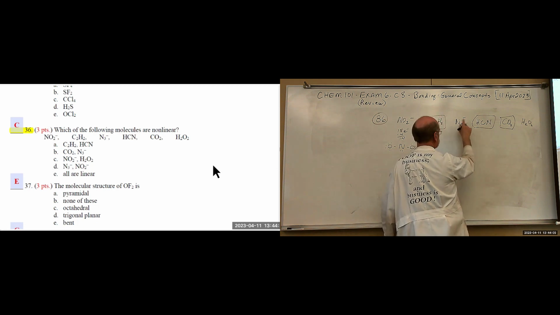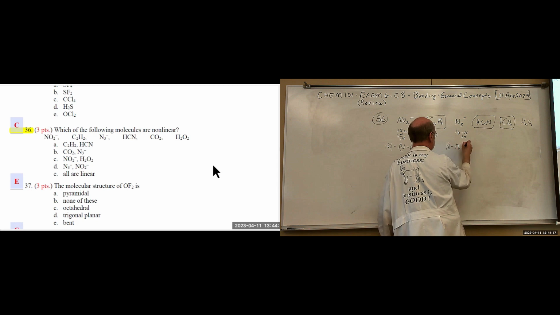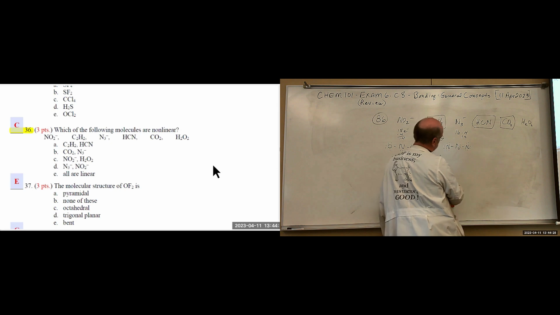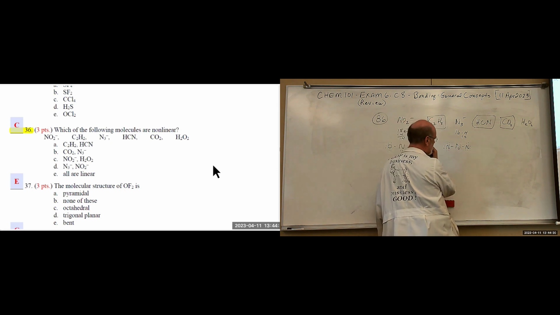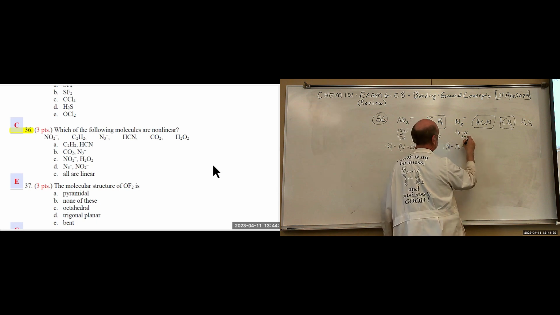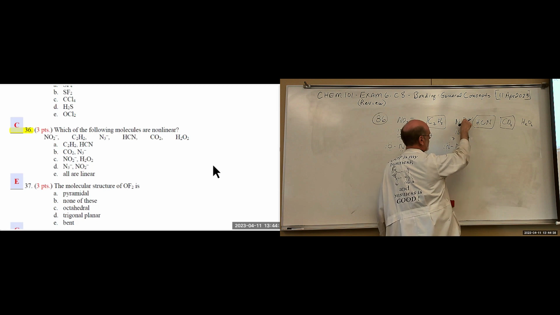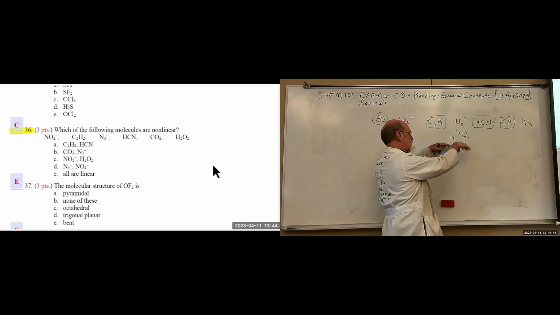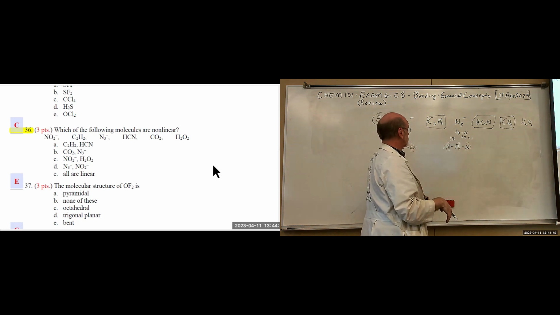Okay. How about N3 minus? So we got 15 plus 1 is 16. We need 17 because of that negative right there. So we need 1 here. All right. That makes this one trigonal planar and it's bent. That's a free radical.